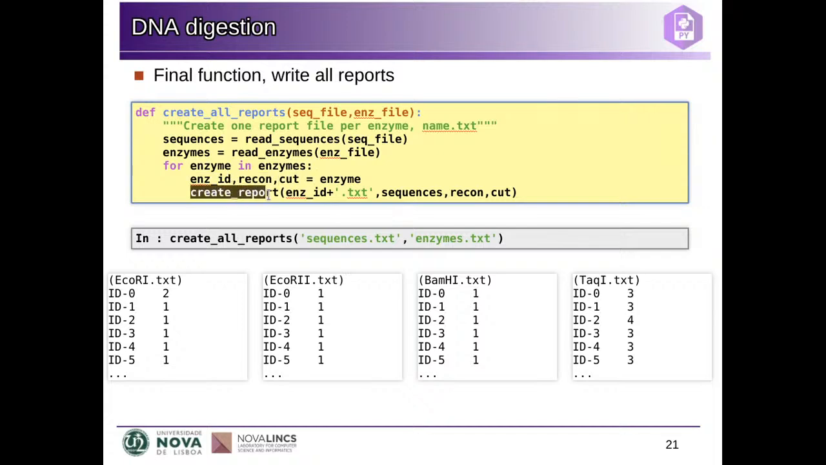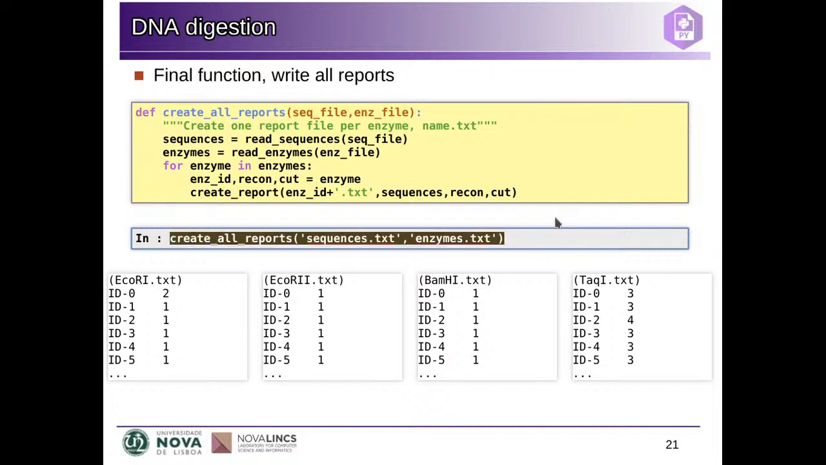And we're going to create a report into a file that has the same name as the enzyme plus a txt extension. It's going to have a report with all the sequences that we read here, and using the recognition site and the cutting point of this particular enzyme. So for each enzyme we have different results depending on what they recognize and where they cut. So we can test this by running the function and then looking at each individual file and see if everything is working fine.